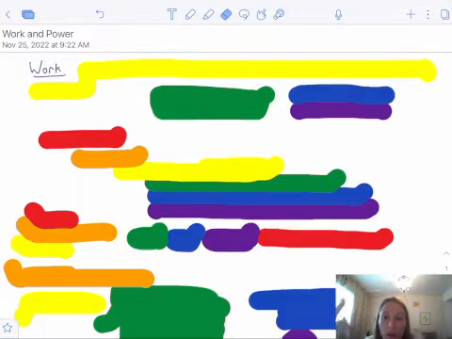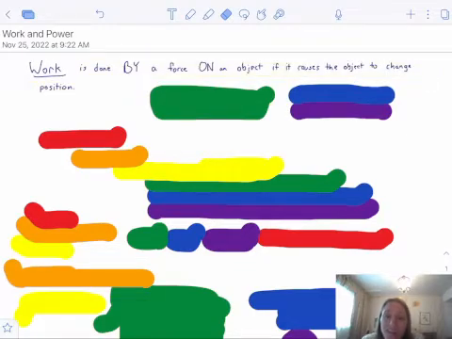So work, you've probably heard about work, but this is going to be physics work, which is a little bit different. Some of the things that you think are work are not going to qualify as work here, because in physics, work is done by a force on an object if it causes the object to change position. Sometimes we're going to use work to mean something a little bit different, but in the mechanics part of physics, this is really all we can use it to mean.